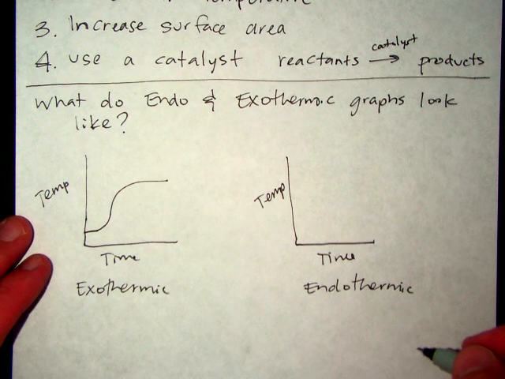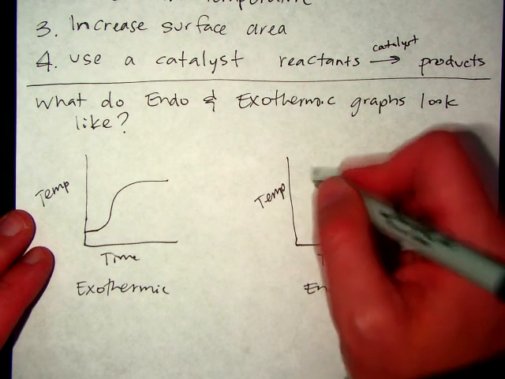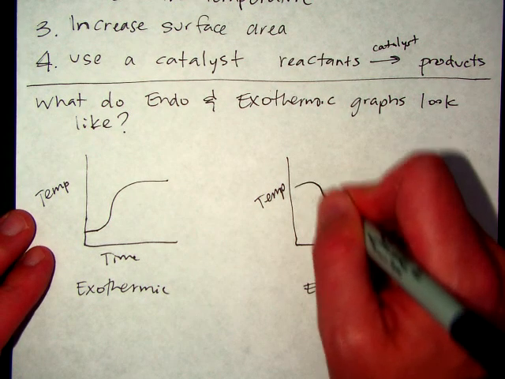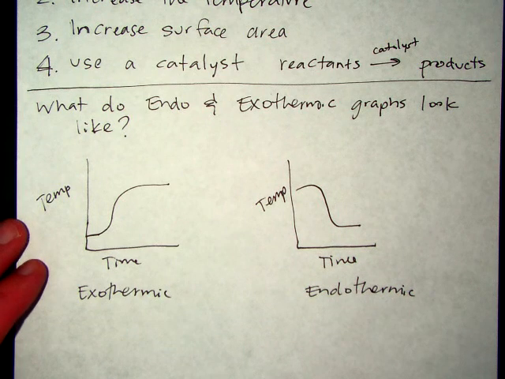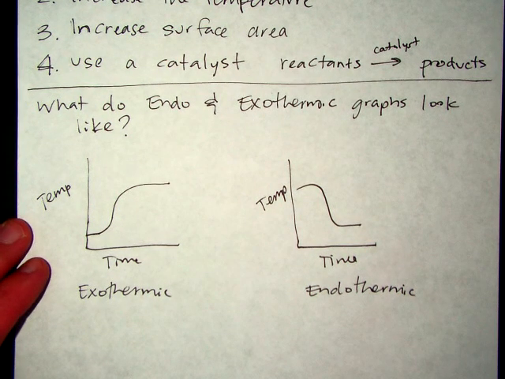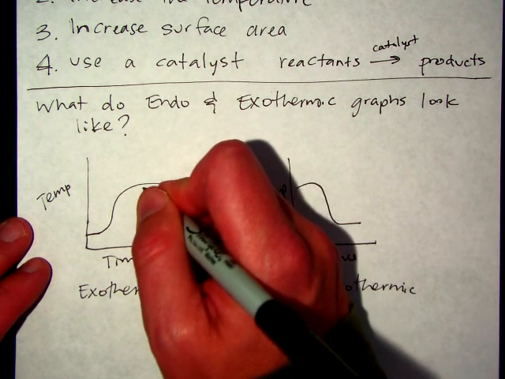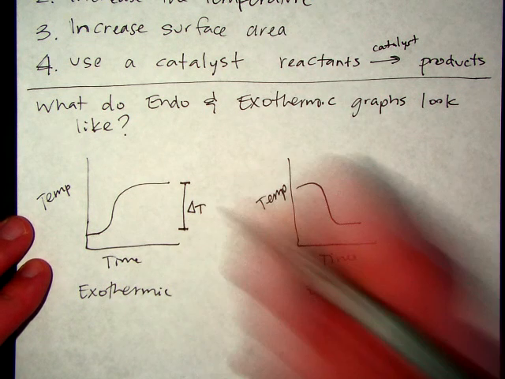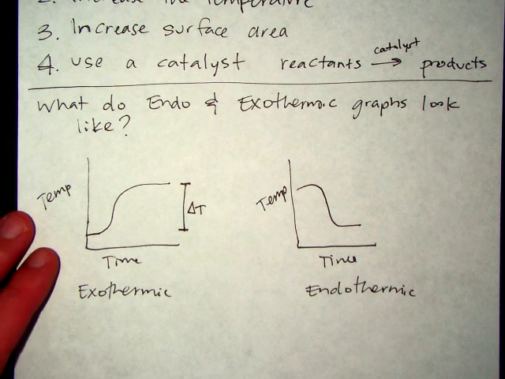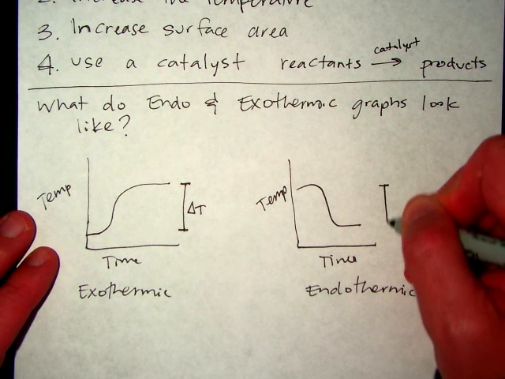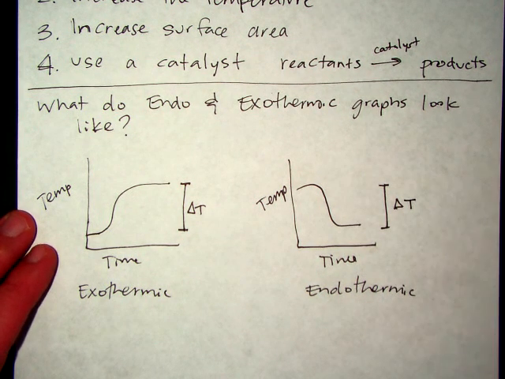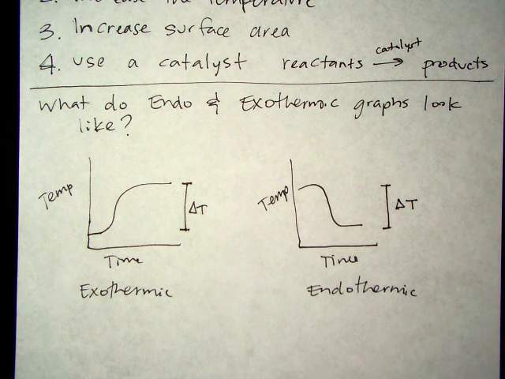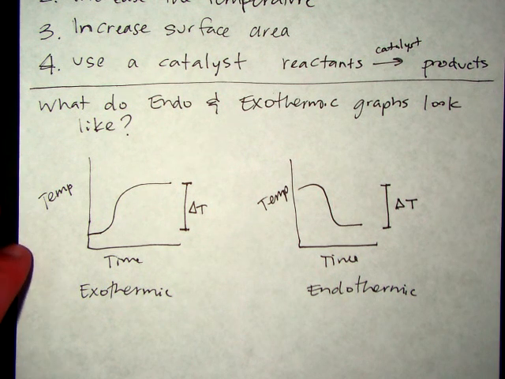Endothermic graphs, they require energy, and as a result, their temperature decreases, and so they look just the opposite. They start high and they end low. Now, if you wanted to calculate the change in temperature, you would just calculate from here to there, that's delta T, right? What it started at and where it ended, same thing here. Just calculate from the beginning to the end, that's called delta T. But you can actually go through and calculate change in temperatures for any reaction. If we have time, maybe on one of those days where we have packets to work on, maybe we'll do a little lab that looks at this a little bit.